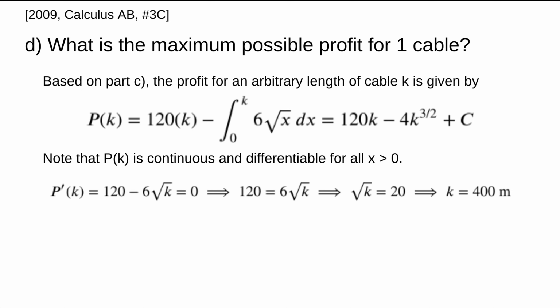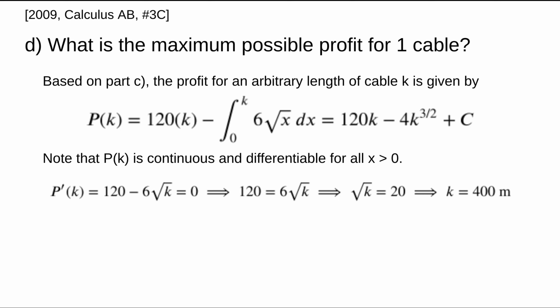Not difficult. But if I want to maximize that possible profit, it's either going to happen at an endpoint or somewhere in between where the derivative is 0. So I need to figure out when is the derivative 0. Well, P prime of K is going to equal 0 when 120 is equal to 6 times the square root of K, which means that 20 is equal to the square root of K, so squaring both sides, K is 400 meters. So the maximum possible profit could occur at 400 meters.